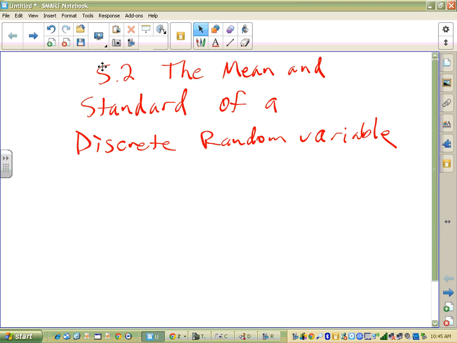What we're going to do is look at a couple of formulas. We're going to see how the calculator can make these calculations easier. We're going to look at one example. Time permitting, we'll go to Math Excel and try to drudge through a couple of the exercises there.